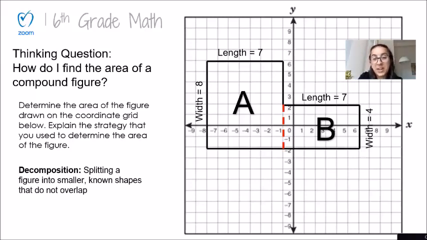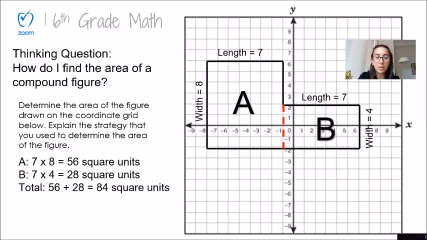That's exactly right. We need to add together our two areas. So check your work with mine. I got 56 square units as my area of A, 28 square units as my area of B, and when I added those together, I get 84 square units, which is the area of this entire rectangle. Take about 10 seconds to update your work now.